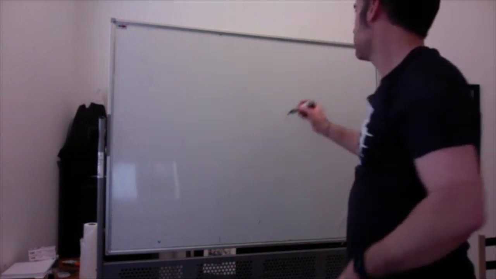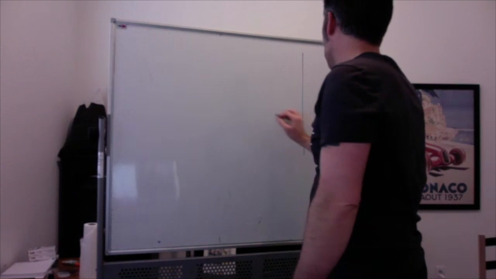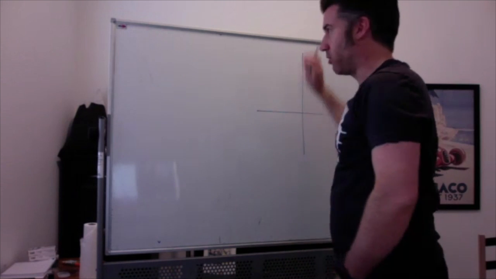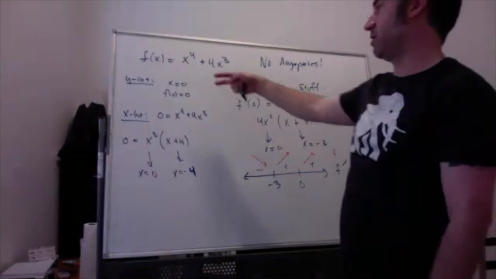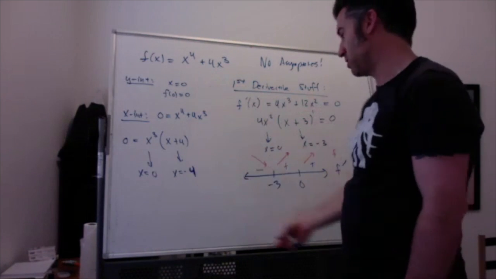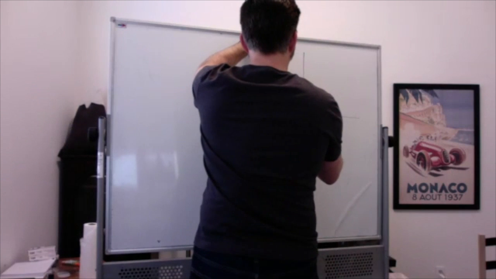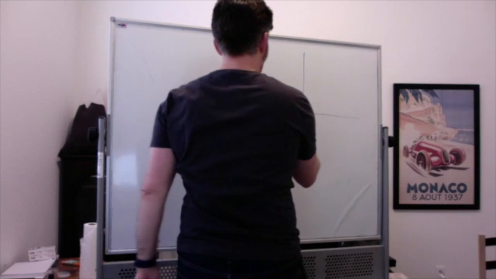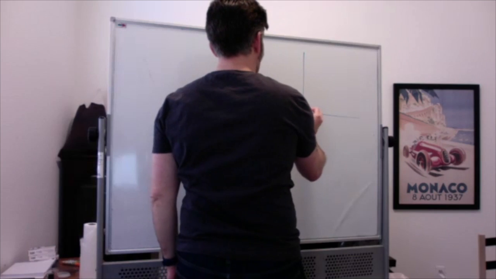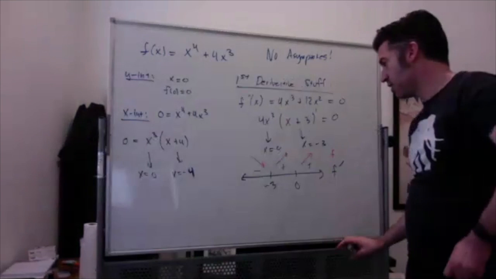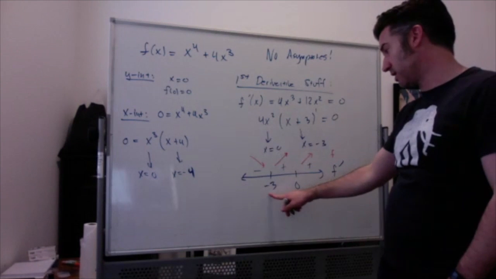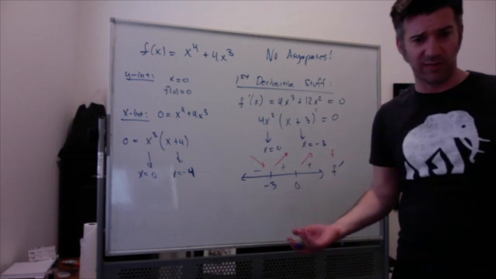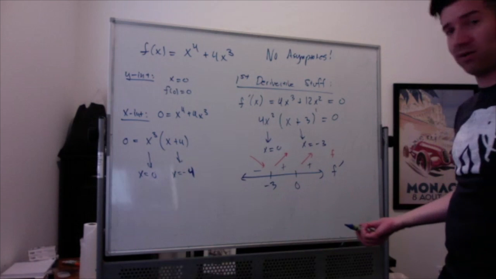Okay, so let's see, drawing a function. What do I got? I've got y-intercept at 0, x-intercepts at 0 and negative 4. So I've got x-intercepts there. And I also have, here's an important thing to say, critical values at x equals negative 3 and x equals 0. I didn't talk about the relative extrema. So do I have a relative maximum?